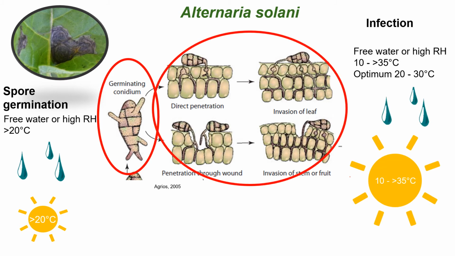For infection of the plant, remember I said that Alternaria solani does not require wounds or natural openings, although it can use them to infect. Alternaria solani can penetrate the plant directly. Infection occurs when there's free water or high relative humidity again, and the temperatures are between 10 and 35 degrees C. The optimum temperatures for infection by Alternaria solani are between 20 and 30 degrees.